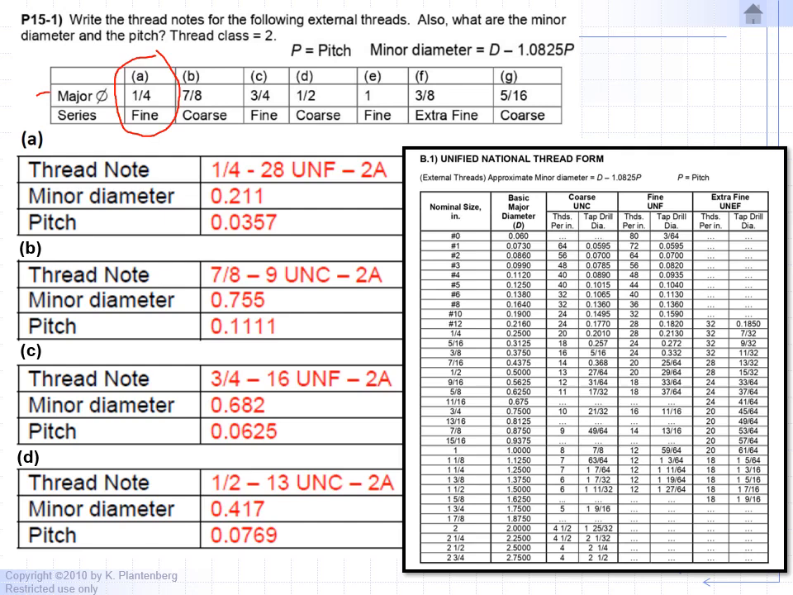So let's take a look at the table on the right. You'll find it in the back of your textbook. All right, so we're going to look down to 1/4. Okay, so here's 1/4. Anything that is a 1/4 and higher will be using a whole number or fraction. Anything below it will be using a hashtag number.